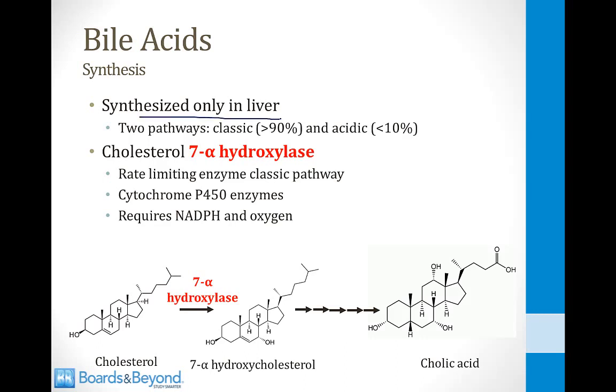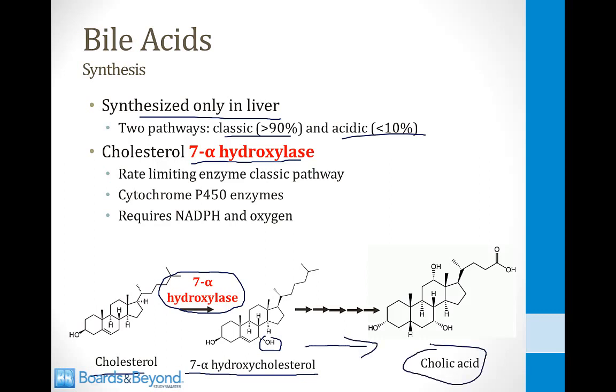And bile acids are synthesized in the liver from cholesterol. There are two synthesis pathways. The classic pathway is the major pathway. There's also a minor pathway called the acidic pathway. The rate-limiting enzyme for the classic pathway is 7-alpha hydroxylase. It takes cholesterol molecules and adds a hydroxyl group to the 7-carbon, hence the name 7-alpha hydroxylase. It creates a molecule called 7-alpha hydroxycholesterol. There are then a series of steps in the liver which lead to the synthesis of bile acids like cholic acid. 7-alpha hydroxylase is a cytochrome P450 enzyme. It also requires NADPH from the HMP shunt. It also requires oxygen to function.